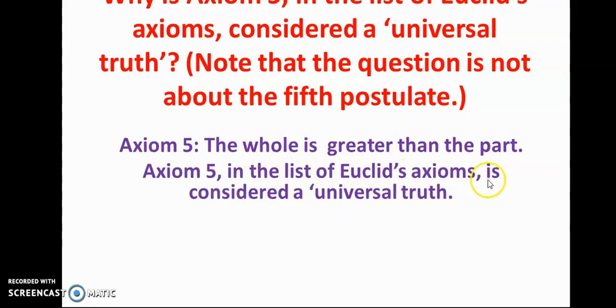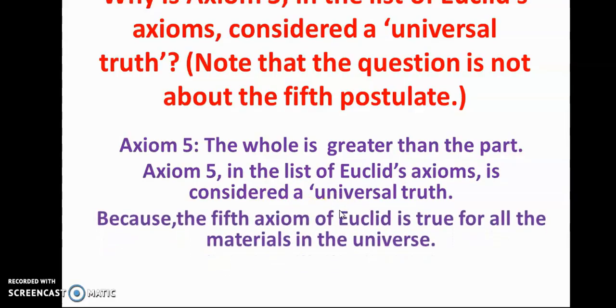In the list of Euclid's axioms, axiom number 5 is considered a universal truth because the fifth axiom of Euclid is true for all the materials in the universe. So we call axiom 5 the universal truth.